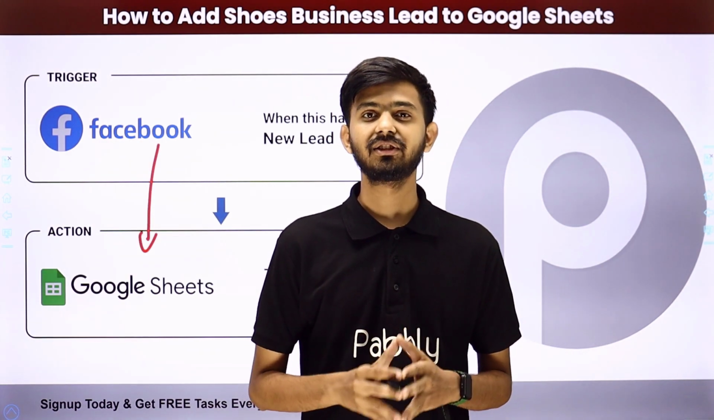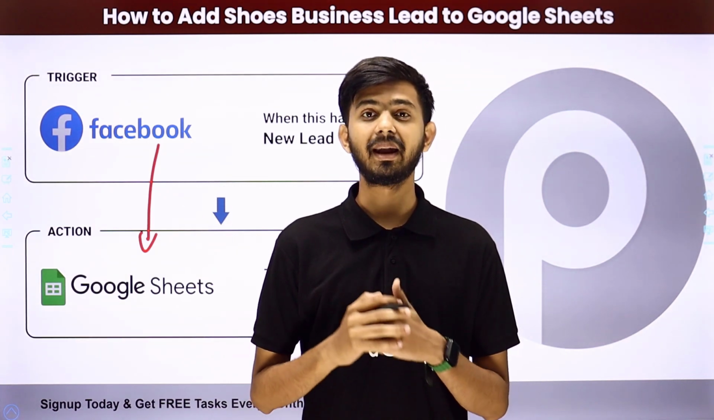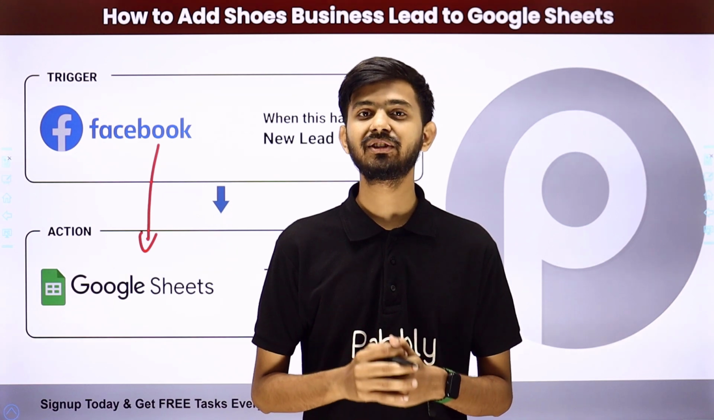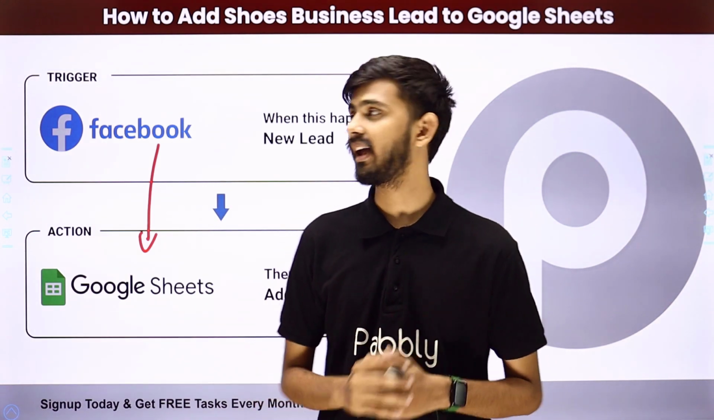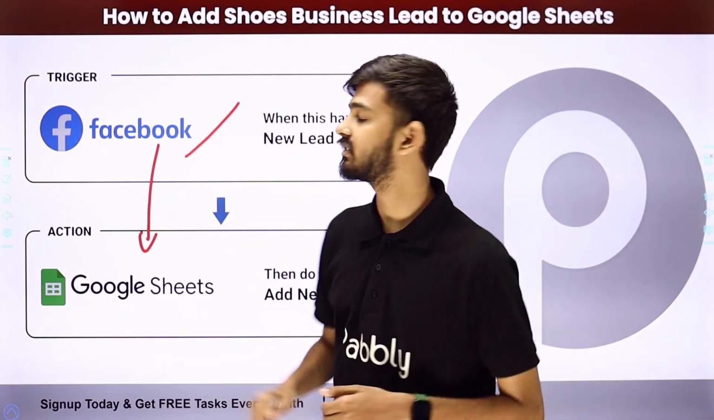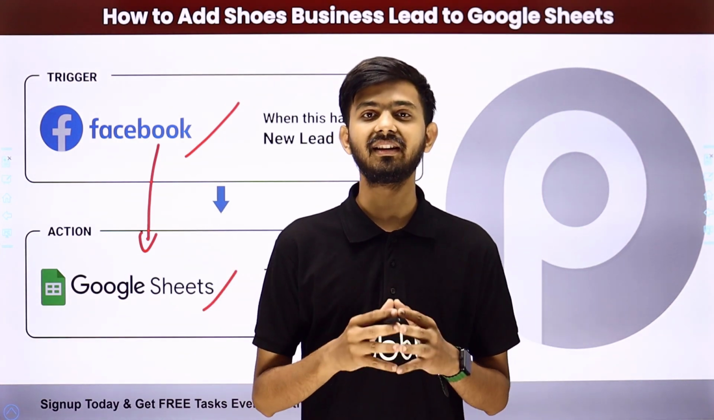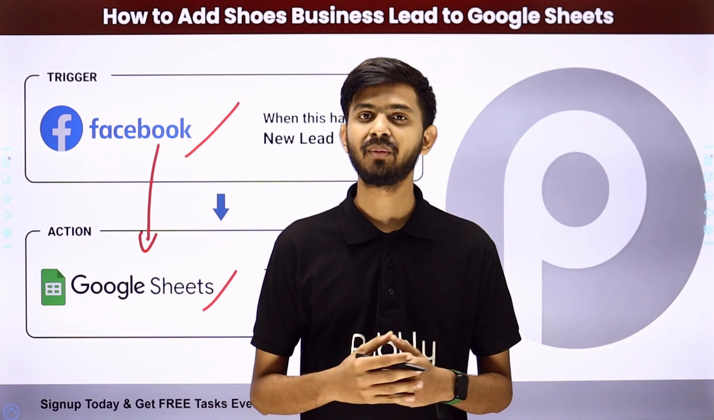For creating this integration, I'm going to use Pabbly Connect, which is an amazing software for automation and integration. In Pabbly Connect, I'm going to use trigger and action. In trigger application, I'm going to use Facebook lead ads. In action application, I'm going to use Google Sheets. So how I'm going to create this integration? For that, let me take you to my computer screen.